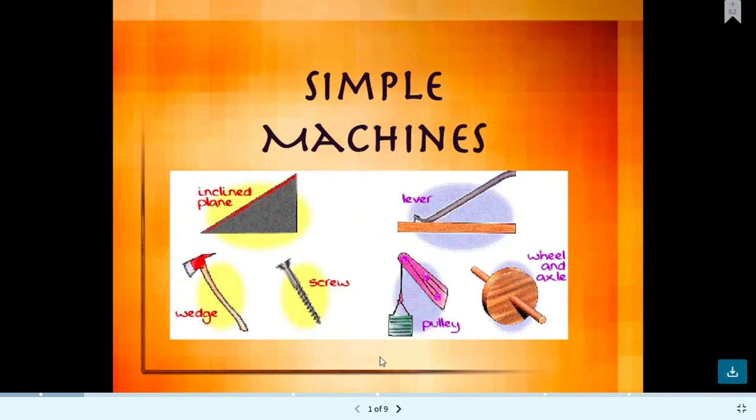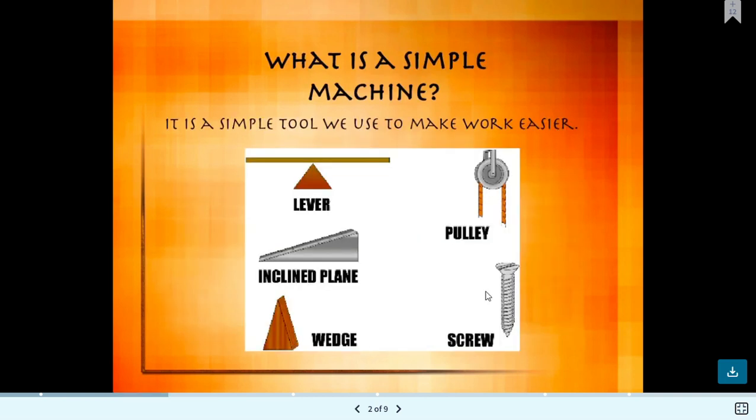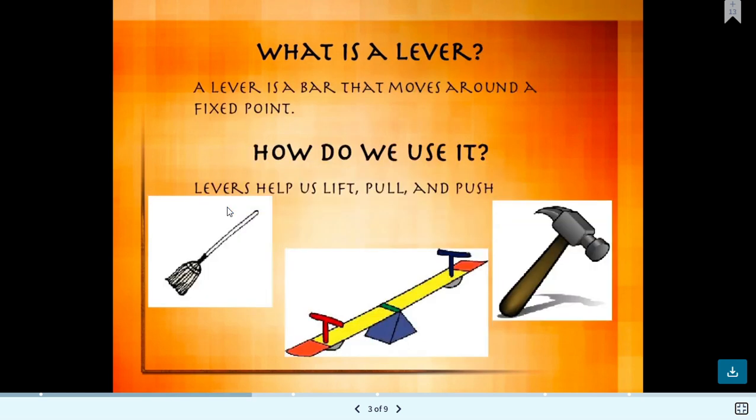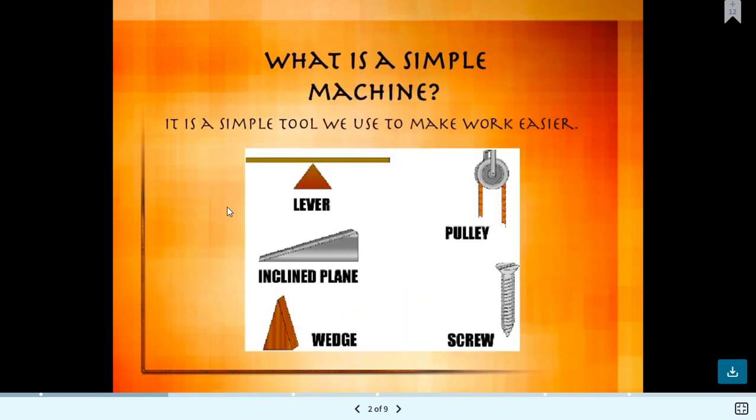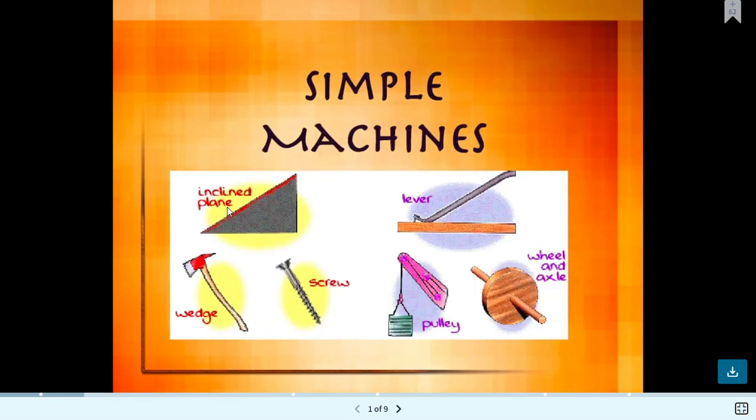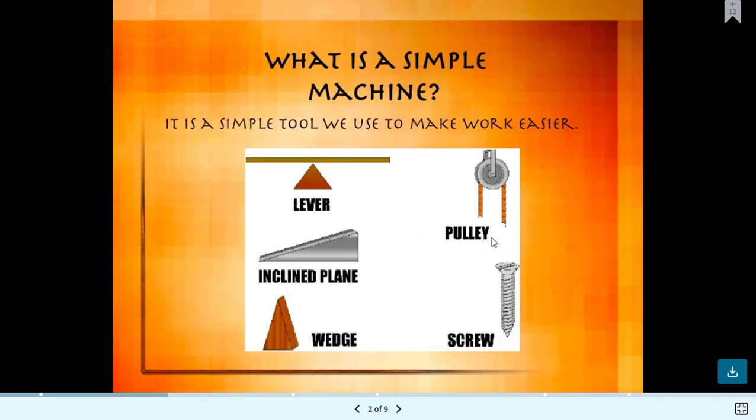Today we are going to learn about simple machines. So let's start. What is a simple machine? A simple machine is a simple tool which is used to make work easier. In this lesson, we are going to learn about some types of simple machines: the inclined plane, the lever, wedge, screw, pulley, and wheel and axle. These are the types of simple machines we are going to study.